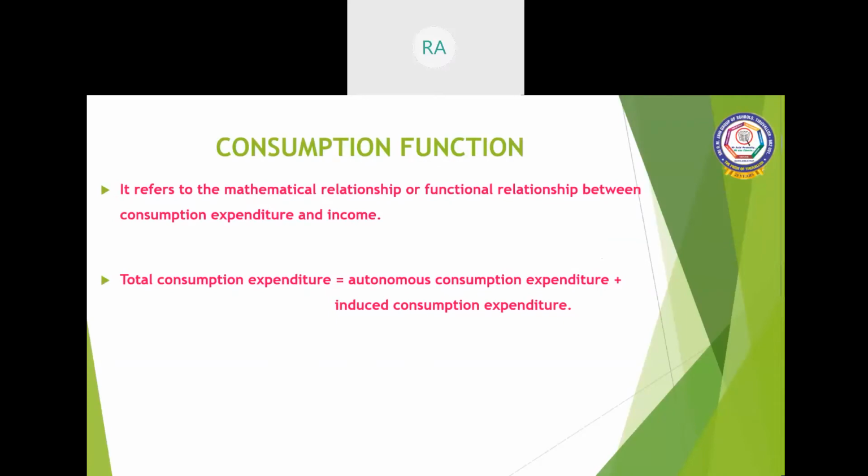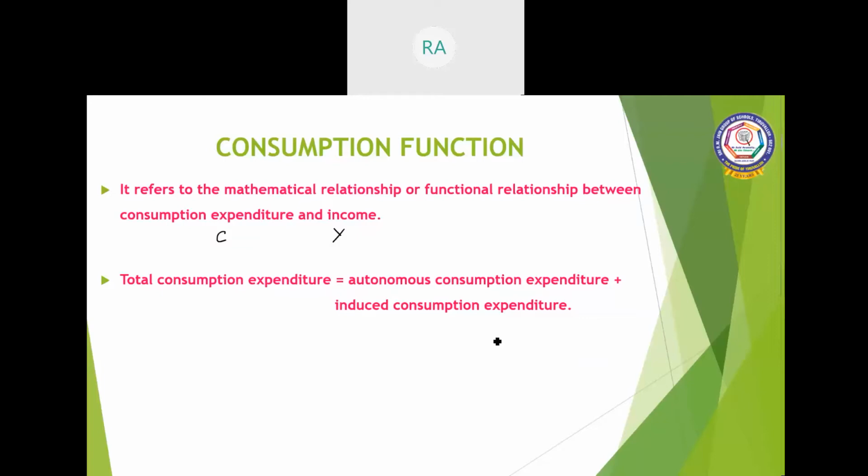Consumption function. Consumption function refers to the mathematical relationship or functional relationship between consumption expenditure and income. Consumption expenditure is C and income is Y. So it tells you the relationship between consumption expenditure and income. Total consumption expenditure is autonomous consumption expenditure plus induced consumption expenditure.